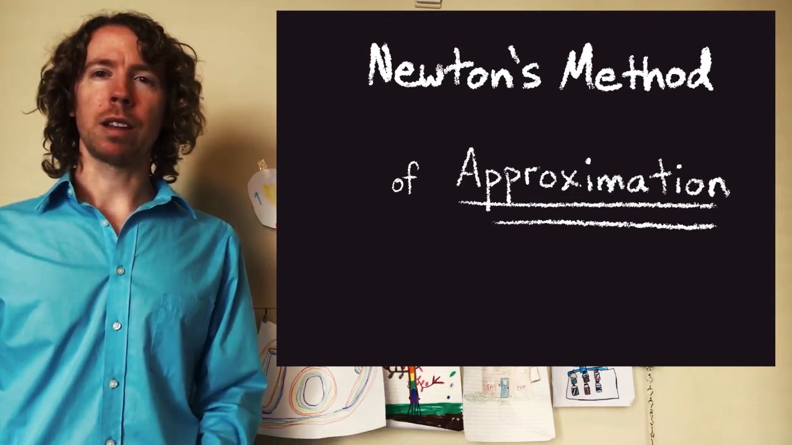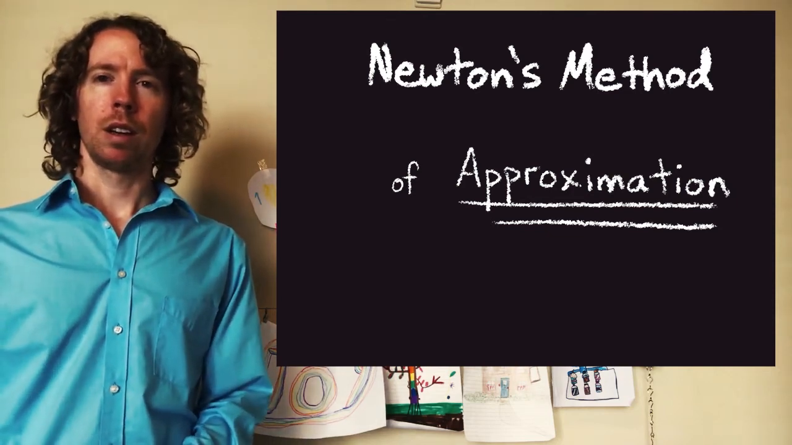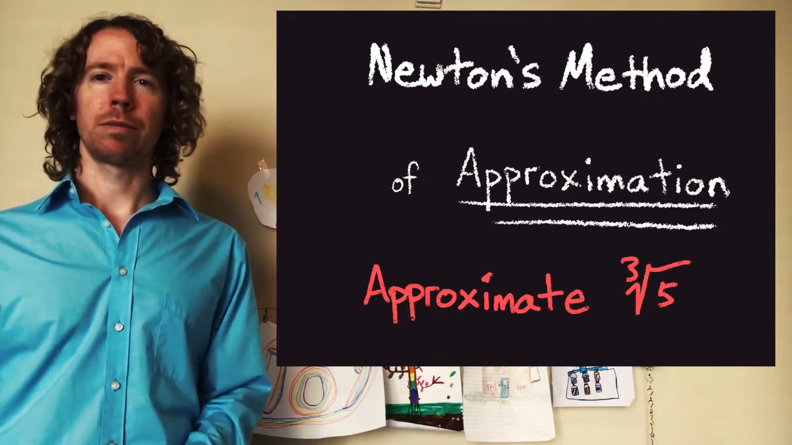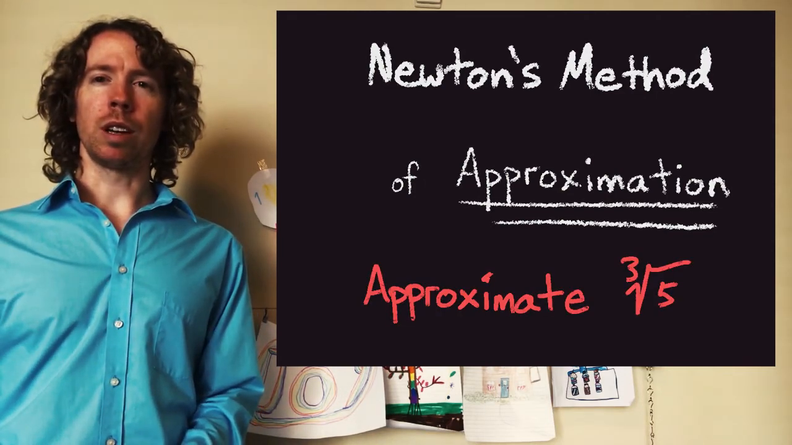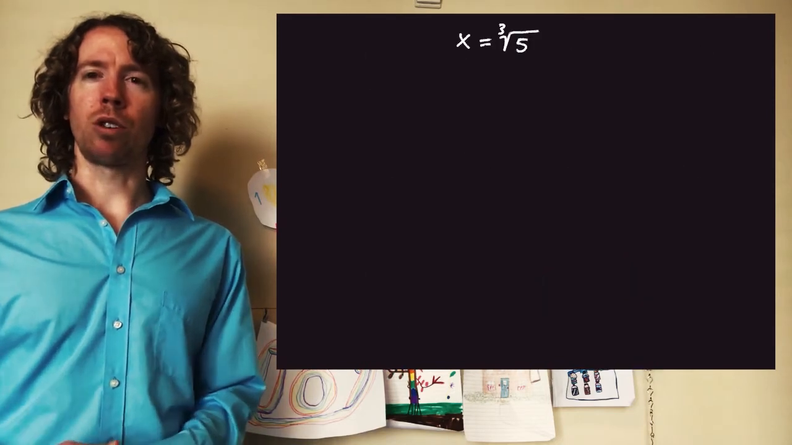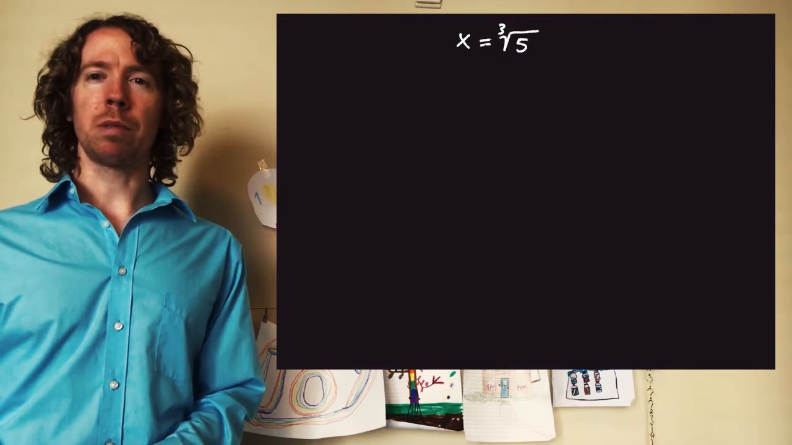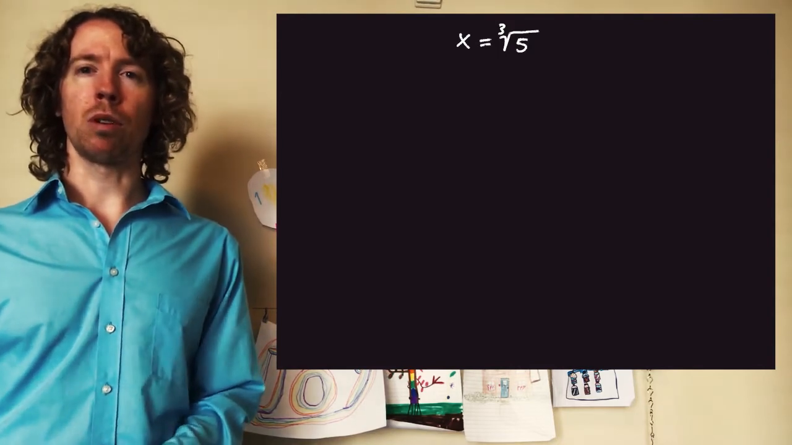Let's apply Newton's method to a really simple example. Let's say we want to approximate the cube root of 5. So what we're going to do is write out x equals the cube root of 5, and then I'm going to simplify that equation by cubing both sides.